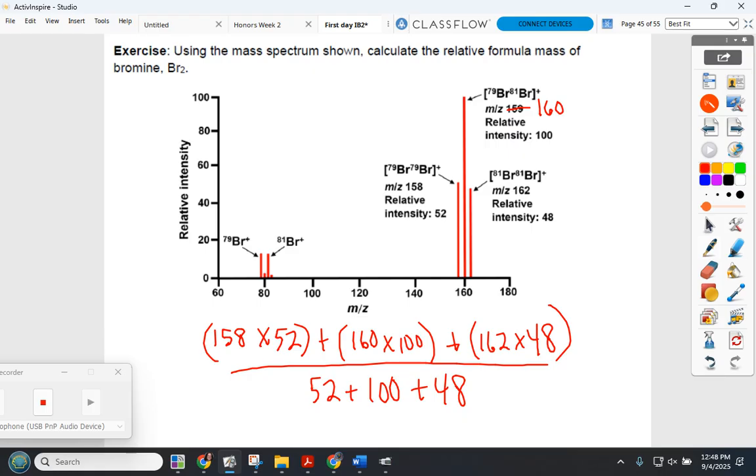So yeah, that's what that would look like in, say, a quiz question, potentially. And that's how you would set up the calculation. Okay. Questions on this? Yeah.